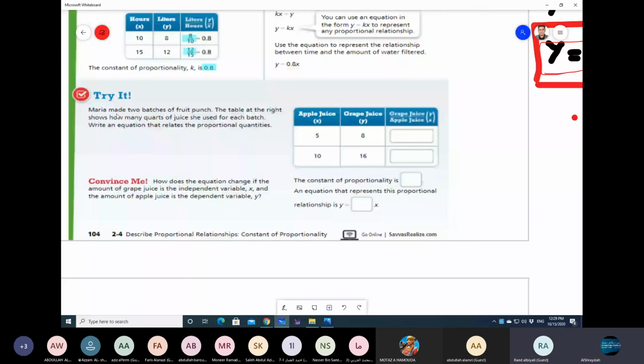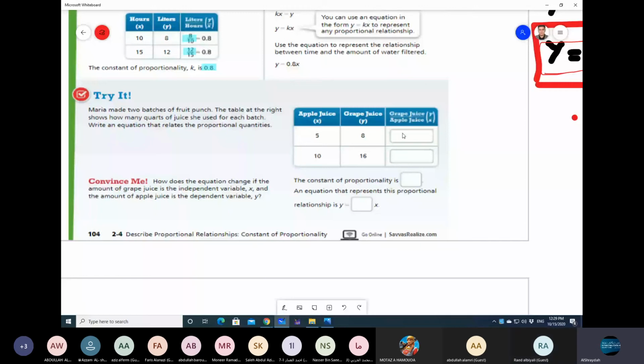Try It. Maria made 2 batches of fruit punch. The table at the right shows how many quarts of juice she used for each batch. Write an equation that relates the proportional quantities. Okay. Here we have the apple juice and grape juice: 8, 5, 10, 16. It says grape juice divided by apple juice.